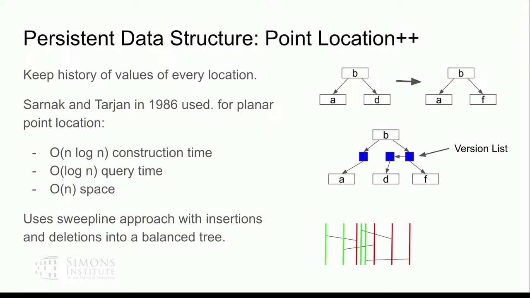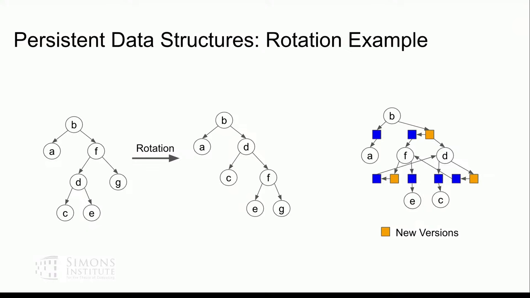So what does this have to do with our problem at hand? Before I get to that, let's look at something a little more interesting, which is a rotation. This is just a standard rotation. F is coming down, D is going up. It's going to make three changes to the tree: B is now going to point to D, and D and F are both going to change their children. This is what the persistent data structure would look like for that.